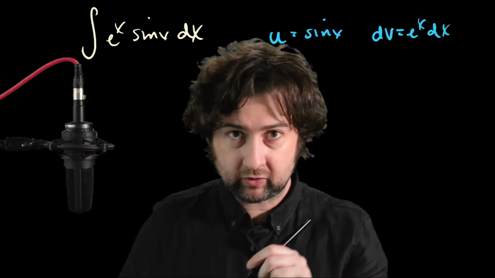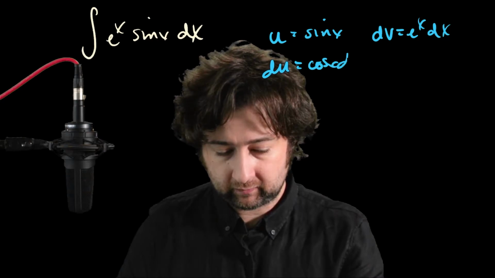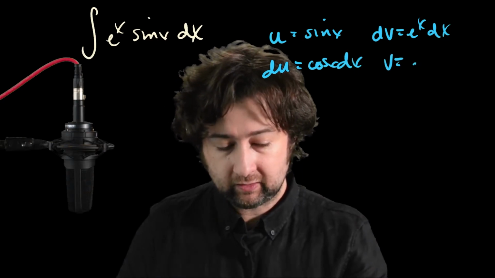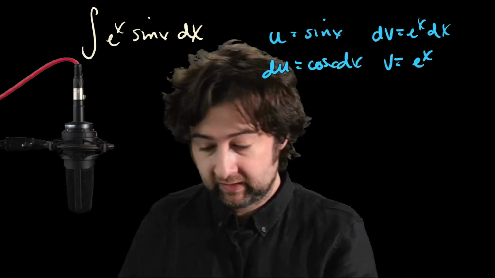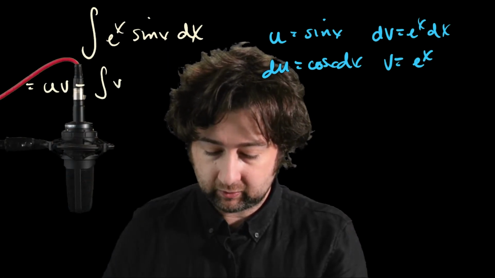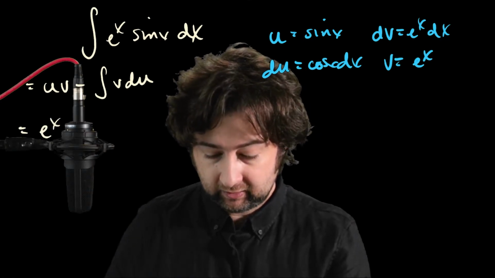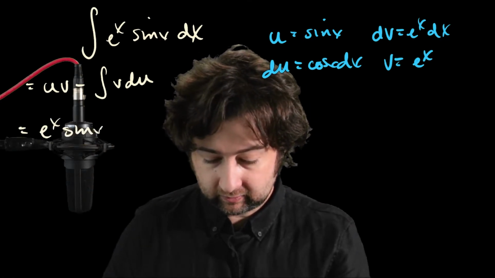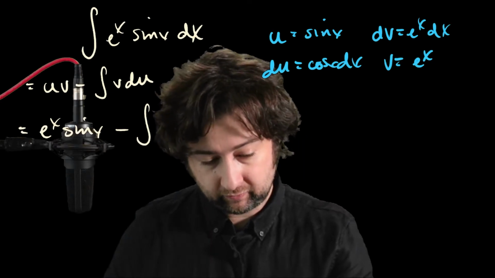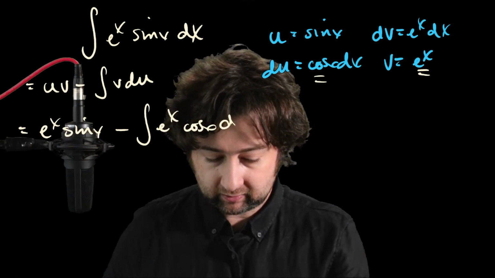I need a derivative of u and an integral of dv, so du is equal to the cosine of x dx, and v is just e to the x. And now the formula says that this integral can be replaced by uv minus the integral of v du. Substituting in, what you get is e to the x sine x minus the integral of v du, e to the x cosine x dx.